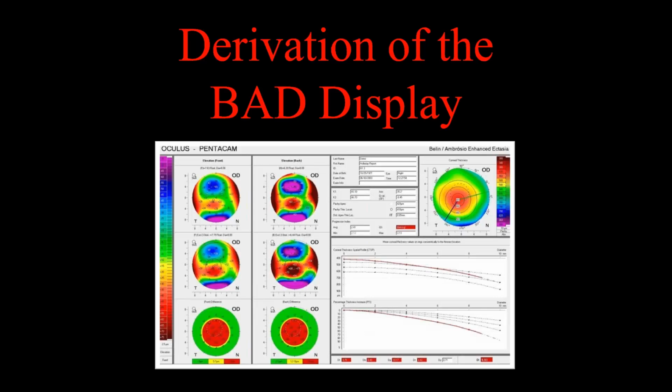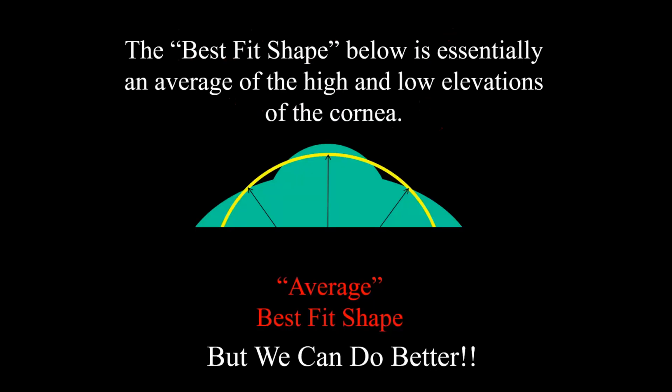I think many of you are familiar with the BAD display. The BAD display uses something that we call an enhanced reference surface. Now, the way elevation is normally shown, it's shown against a reference surface, and the most commonly used reference surface is a best fit sphere. That's what you see here, and this is a schematic of, let's say, an ectatic cornea.